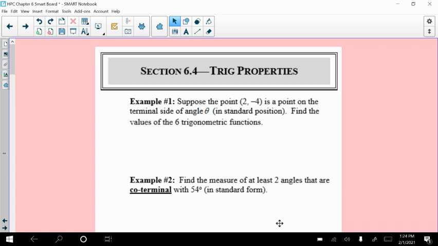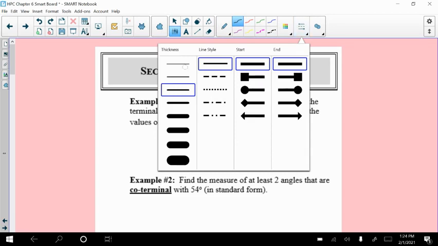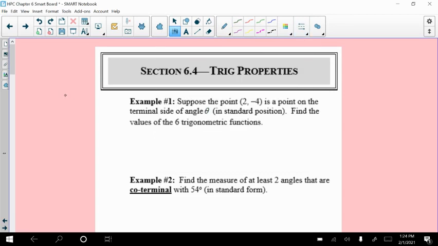The first one says, suppose you have (2, -4) on the terminal side of theta in standard position. So again, making sure we know standard position. Remember, standard position always starts on the positive x-axis. So I'm going to start here and always go in a counterclockwise direction. So (2, -4), 1, 2, 3, 4 is actually down here. So this is the terminal side of the angle. The initial side of the angle is here.